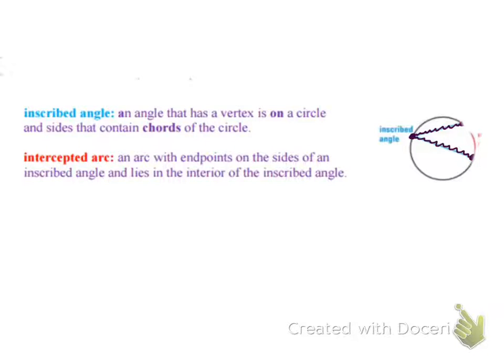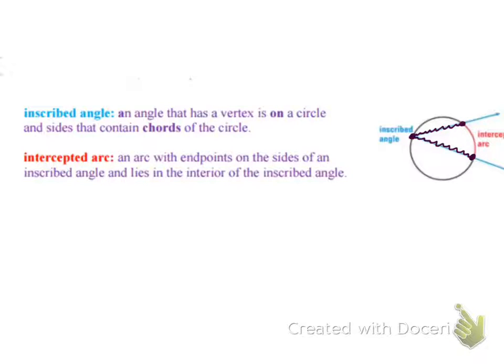So most of the time you're just going to see this as your inscribed angle. Its intercepted arc is an arc with endpoints on the sides of the inscribed angle and lies in the interior of the inscribed angle. So this would be our intercepted arc right here. And it's going to be important tomorrow because it has something to do with this degree. It won't be the same like before. We're going to get into that tomorrow. It's actually half. This is going to be half of this size.